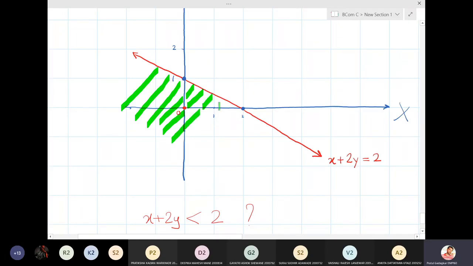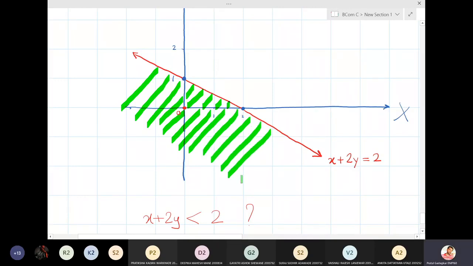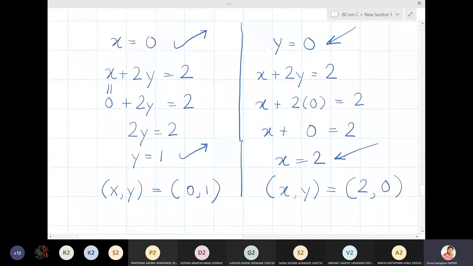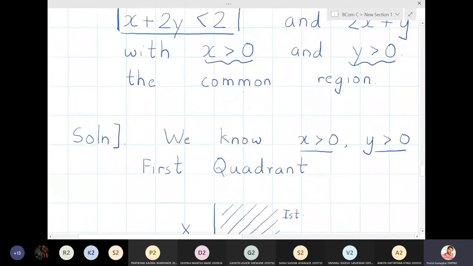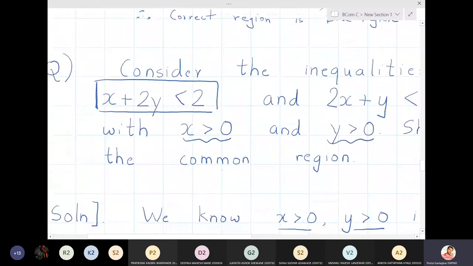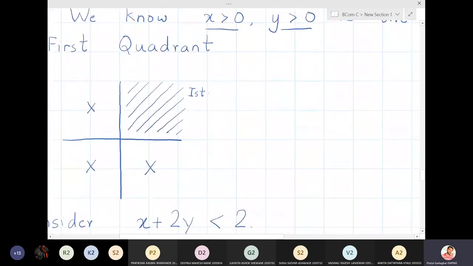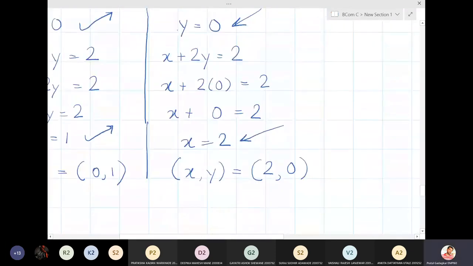So I'm shading the green part again, but a little bit carefully. Okay, let us now go to the next line. What is the next particular inequality in the question? The next inequality is 2x plus y less than. So let us draw that now.